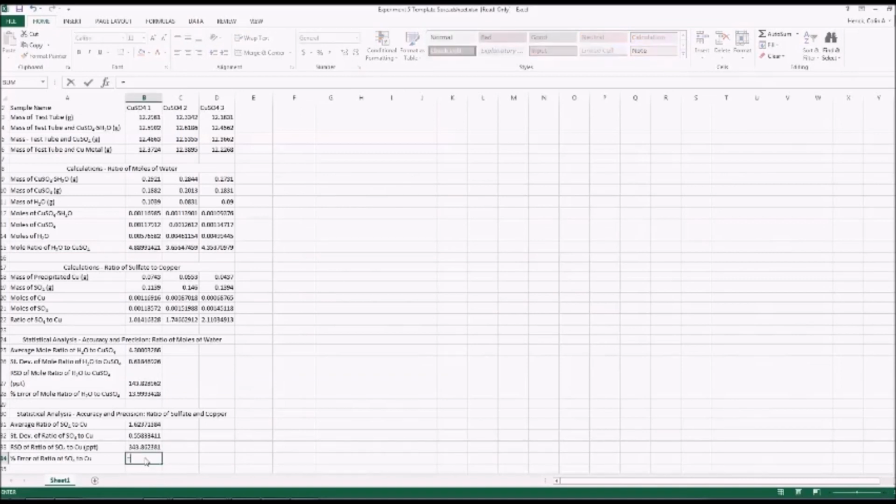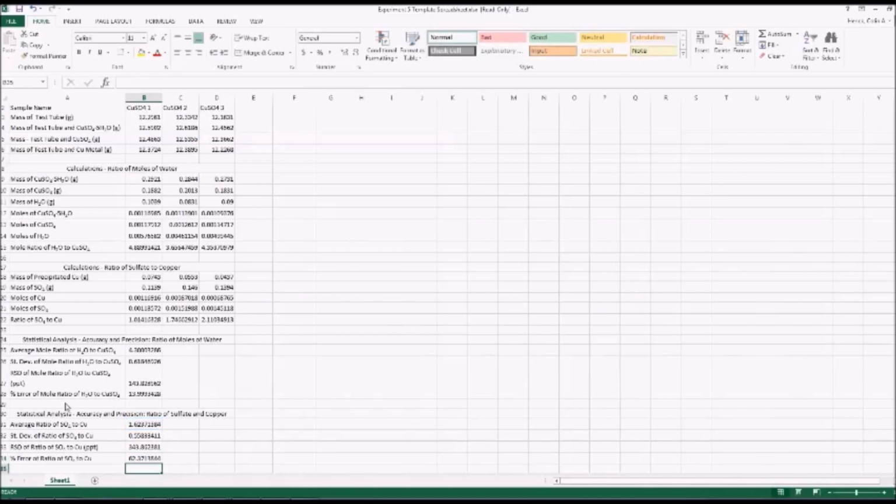We want to calculate the percent error to look at the accuracy of this part of the experiment. In order to do that, we need to subtract the accepted value and the value that we found. In this case, the accepted value is 1 mole of copper for every 1 mole of sulfate. Because we got an average ratio that is greater than 1, we want to actually subtract 1.62 minus 1. This is because we want to make sure that the percent error is a positive value. Another way you could do this is to take the absolute value of the subtraction to ensure you always get a positive number. Next, we want to divide by the accepted value, which is 1 to 1. So we divide by 1 and multiply by 100 to get a percentage.